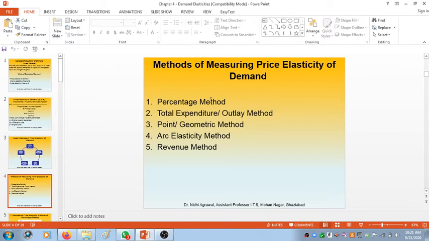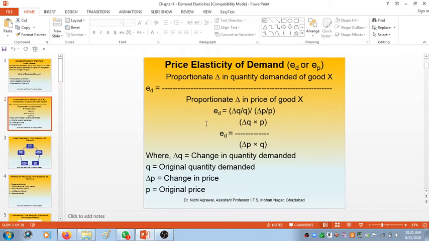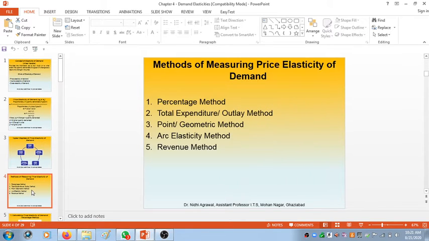There are different methods of measuring price elasticity of demand. Number one, the percentage method. The percentage method is the actual formula that we have understood, because we are talking about the percentage change in quantity demanded in response to its price, right? The second method is the total expenditure method or outlay method. Third is the point or geometric method. Fourth is the arc elasticity method, and the last one is the revenue method. So let's study these methods one by one.